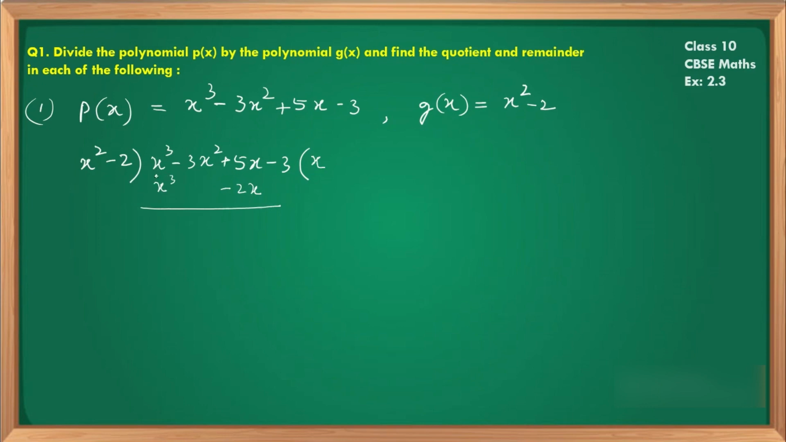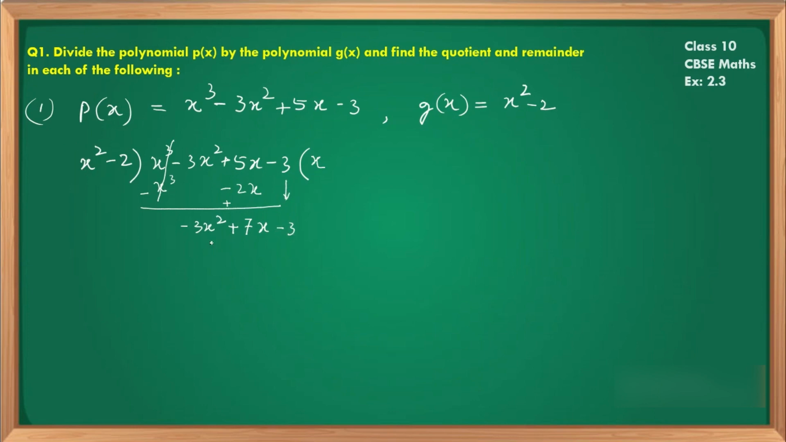Now draw a line. Now you are going to subtract the second line, that is minus of x cube and minus of minus 2x. Thus you get x cube cancelled because this takes the form minus, and here it becomes plus. Now write down minus 3x squared as it is. Now when you get plus and plus, you have to add them, and 5 and 2 is 7x, and minus 3 can be written down as it is.